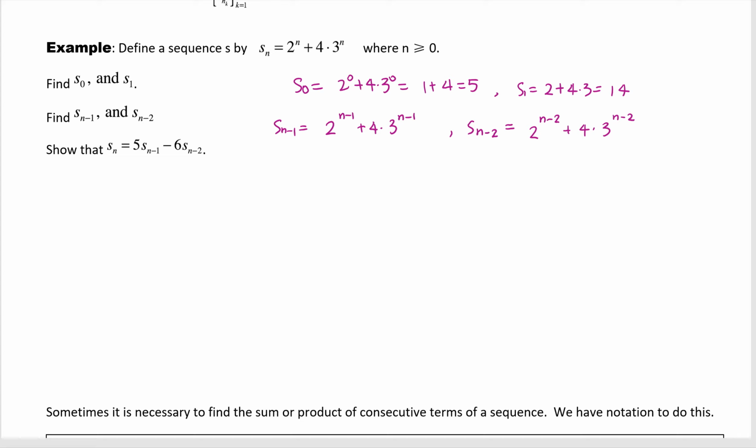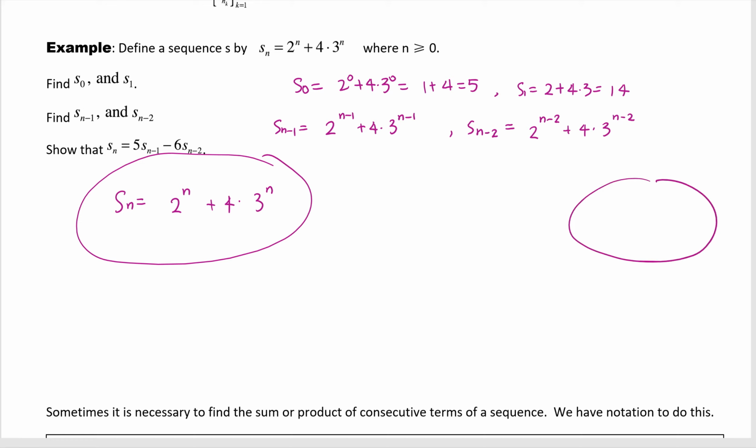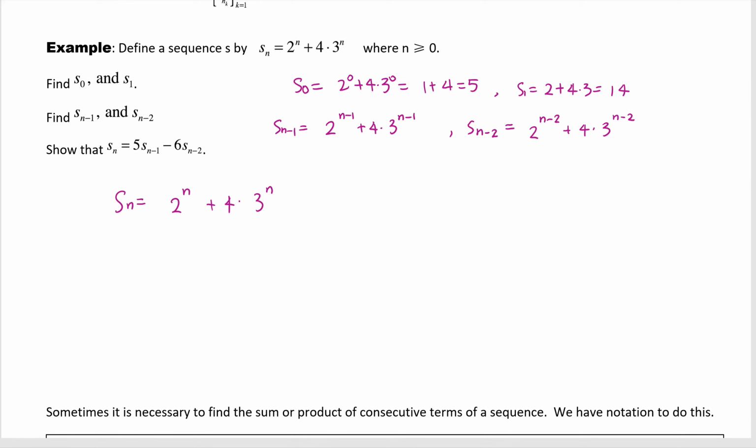Okay, next we want to show that S_n equals 5 S_{n-1} minus 6 S_{n-2}. S_n is 2 to the n plus 4 times 3 to the n. So this is also like an island, right? We have the left hand side, and we also have our right hand side, and we want to find the bridges to connect them.